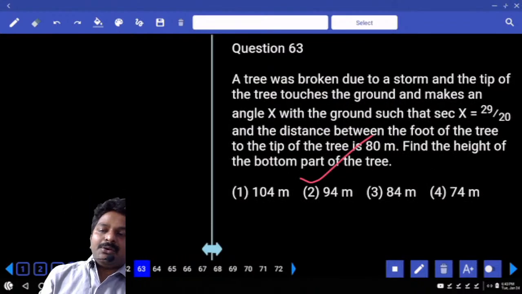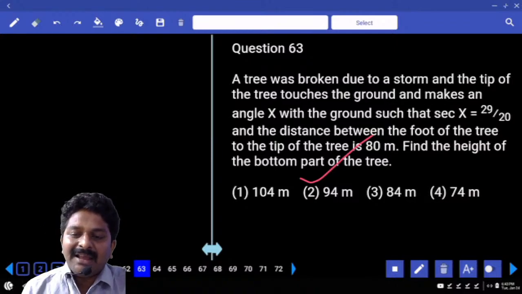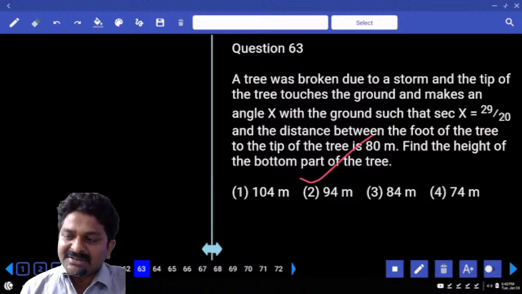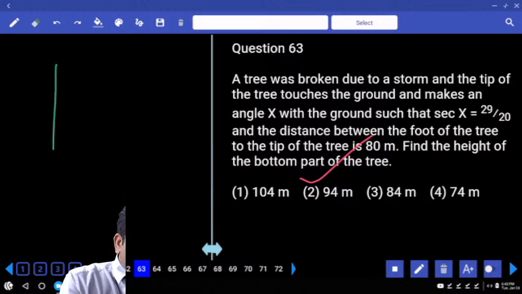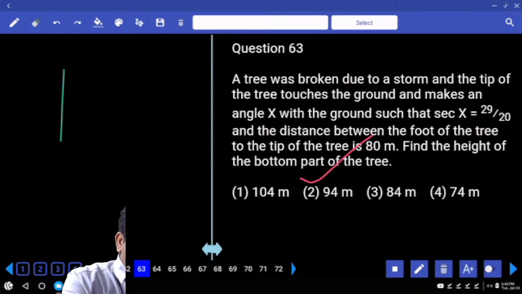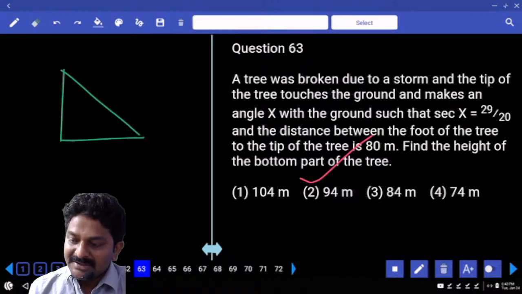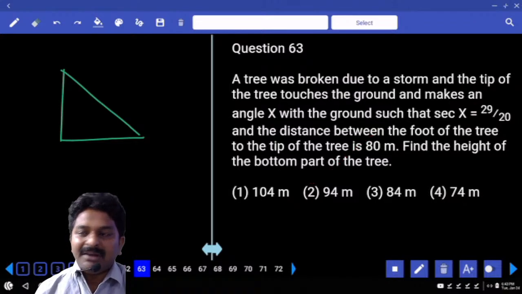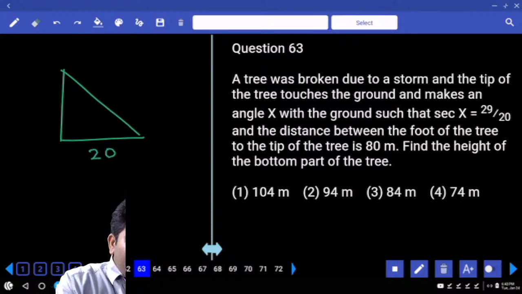A tree was broken due to a storm and the tip of the tree touches the ground and makes an angle x with the ground such that secant x is equal to 29 by 20. Okay, there is a long tree. Let's assume it was broken here and touches the ground, so I am going to write a triangle like this. Secant x is 29 by 20, then cos x is 20 by 29. Base is 20, hypotenuse is 29.